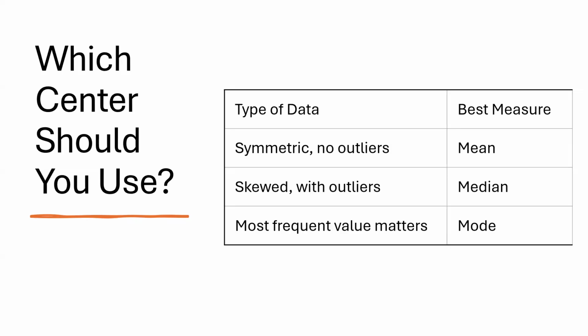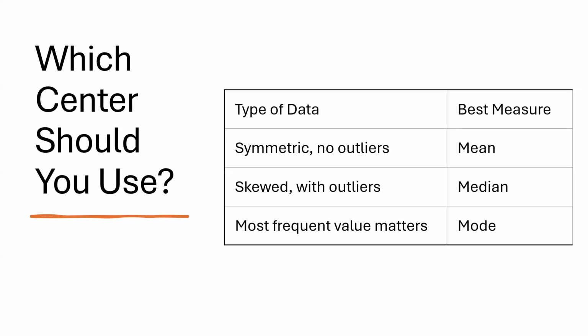But the median home price, the price in the middle, is not affected by the mansion. It tells a clearer story about what a typical home buyer might pay. That's why real estate sites almost always report median home price, not the mean.